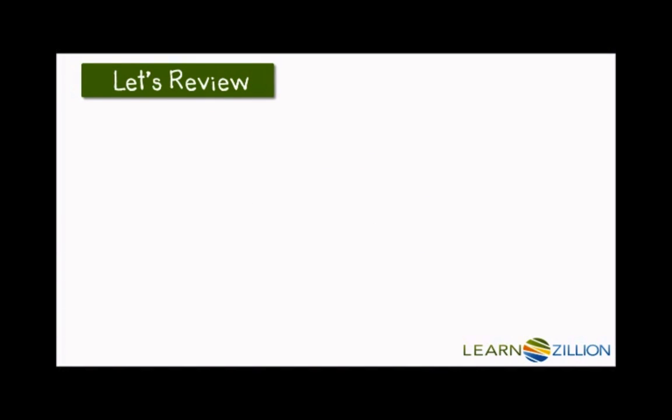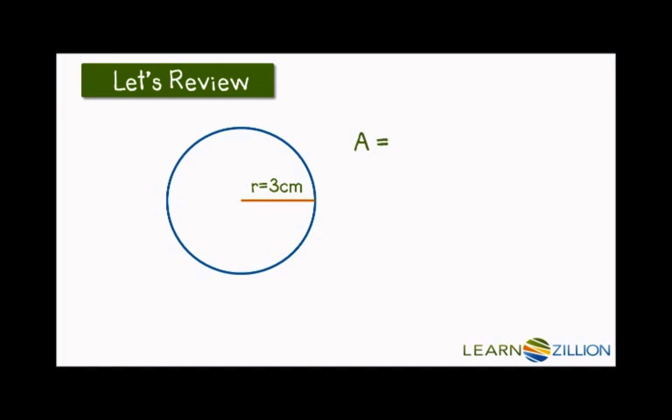Let's also review the formula for the area of a circle. The area of a circle is given as pi times the radius squared. So in the case of a circle with a radius of 3 centimeters, the area would be pi times 3 centimeters quantity squared, which gives us 9 pi centimeters cubed.